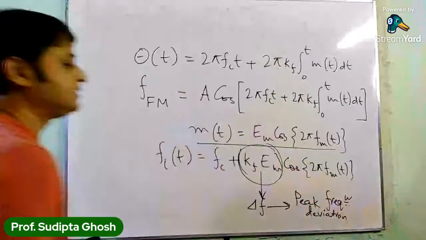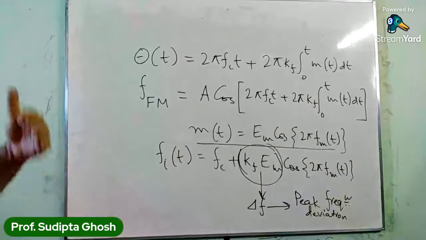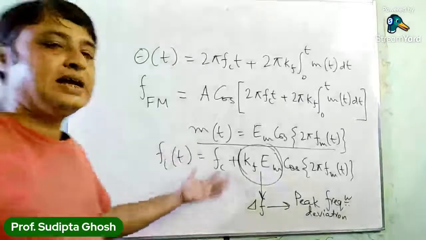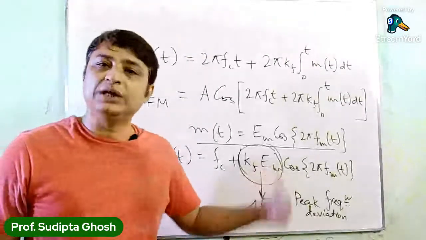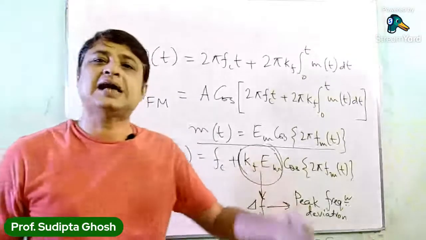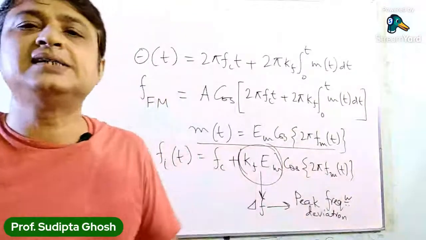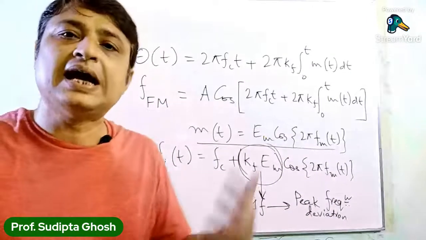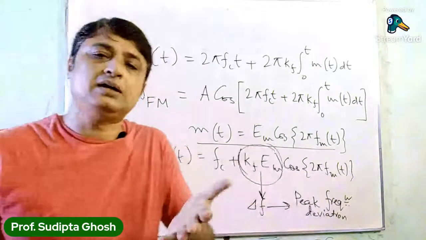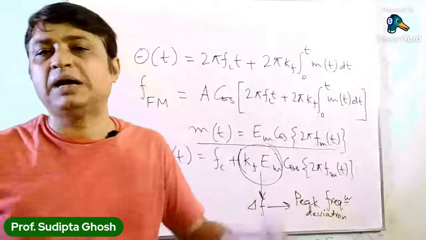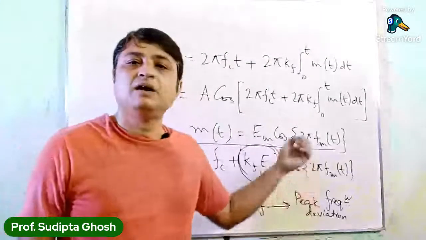So what is this peak frequency deviation? Peak frequency deviation means that the instantaneous frequency FI swings up and down from the carrier frequency FC with a value of plus minus KF into EM. The plus sign arises because the cosine function has a maximum value of plus 1, and the minus sign arises because the cosine function has a minimum value of minus 1. So that is the reason the instantaneous frequency swings up and down from FC in accordance with plus minus KF into EM. That value, KF into EM, is known as the peak frequency deviation.